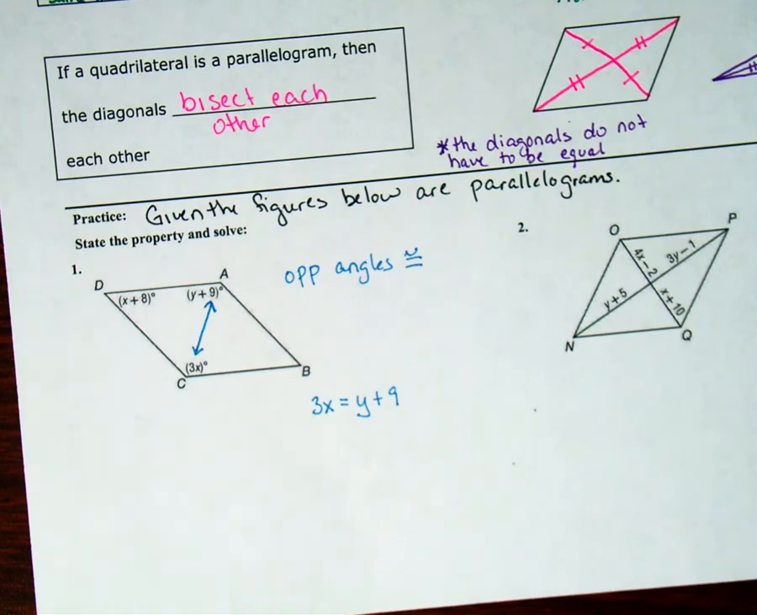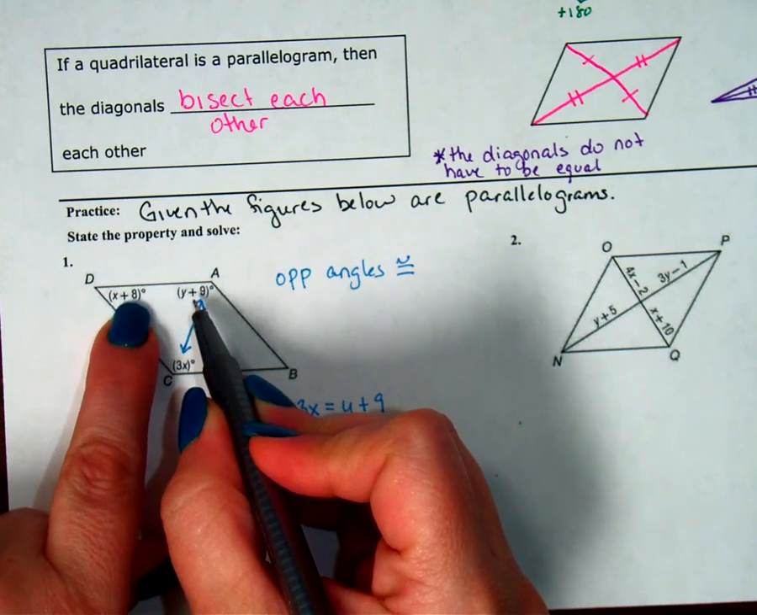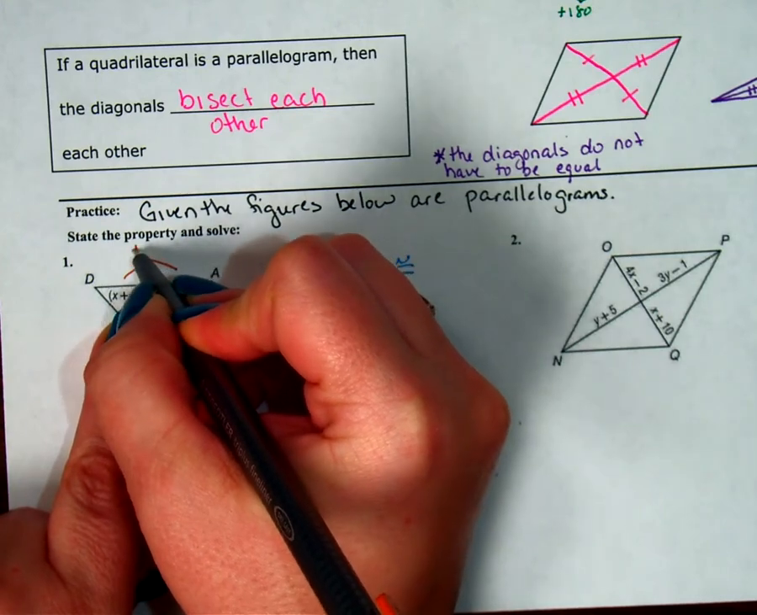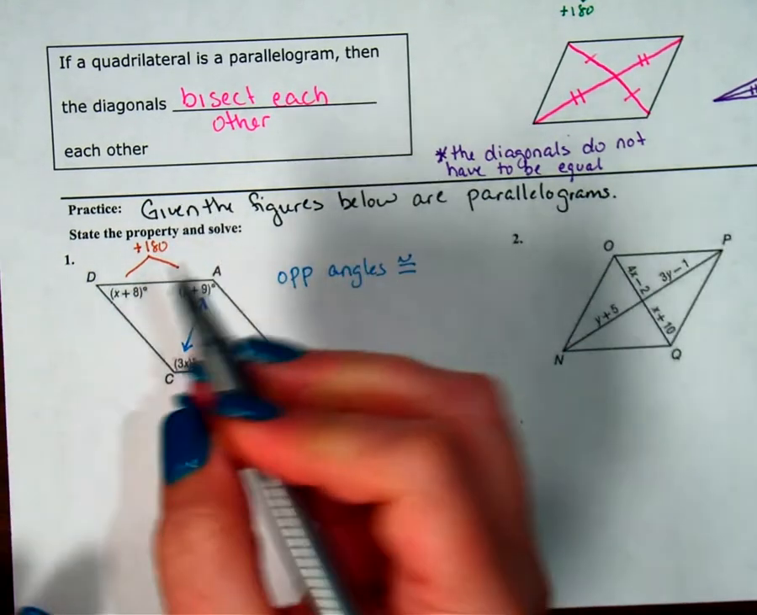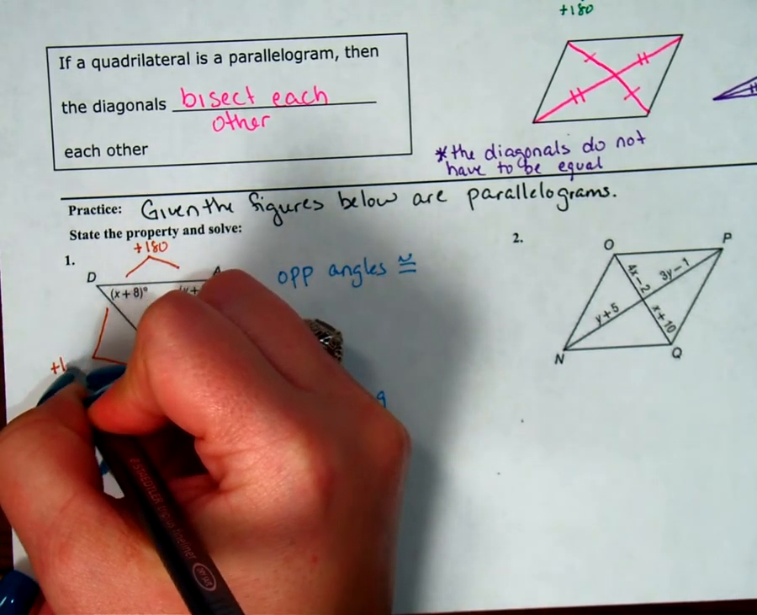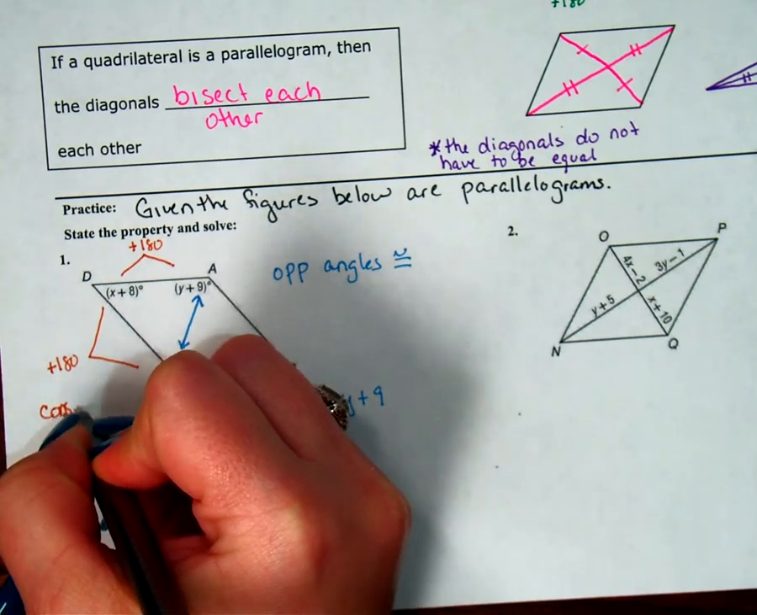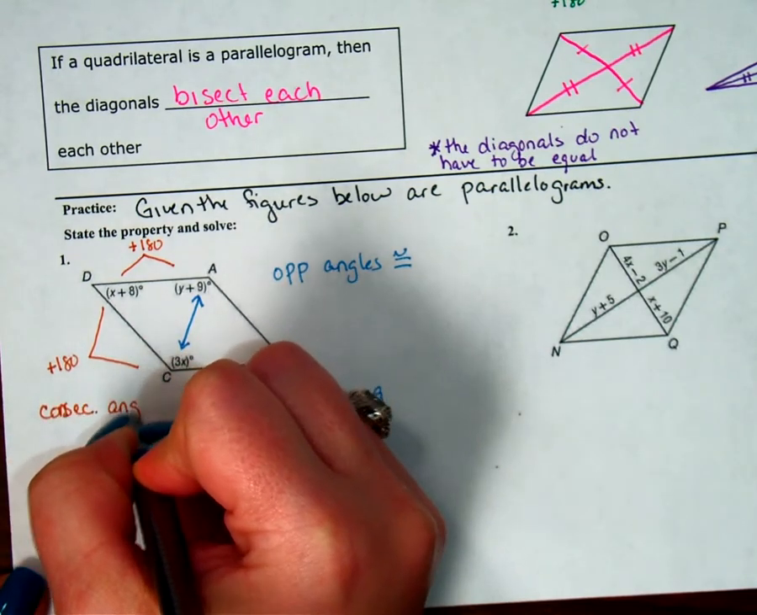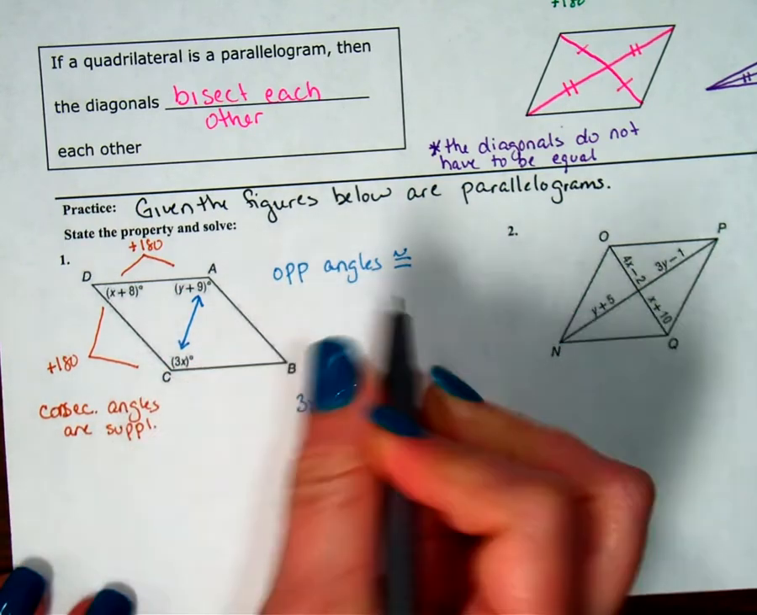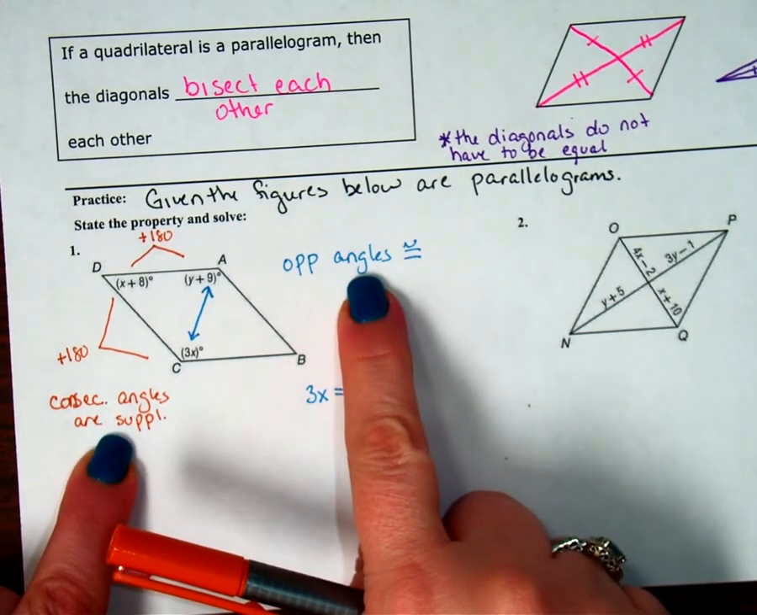Okay, so what else do I see? I see I have these 2 angles that are on the same side. So I know they are consecutive because they're both along the top. So these 2 angles I know are going to add together to make 180. And then these 2 angles along this side, I know they're going to add together to make 180. Because I know consecutive angles are supplementary. And I'm just writing that down because it does say to state the property. So I'm stating my 2 different properties that I'm going to be using.